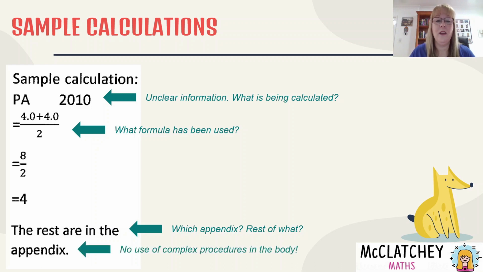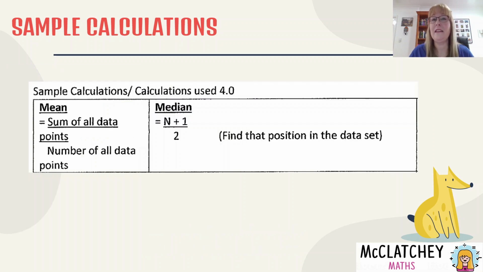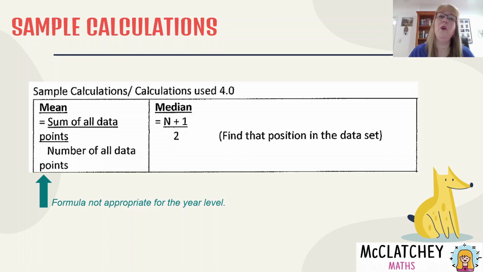Here is also another example where there are no complex procedures in the body. They actually didn't do any calculation of the line of best fit's equation, which was the complex procedure for this Year 10 assignment. This is another one from grade 10 as well. You'll notice that the formula is not appropriate for the year level. By the time you get to grade 10, when you're calculating the mean, you're no longer using a word formula. You're using a formula using algebraic variables. So it's important you use the formulas that are appropriate for your year level to demonstrate that you are working at complex standards. Also, you'll notice that this is an incomplete formula.